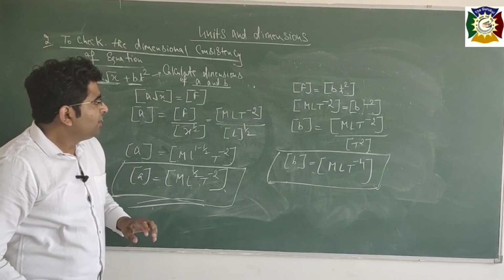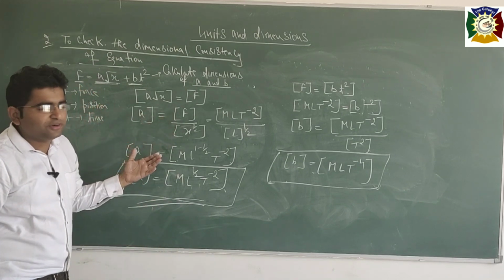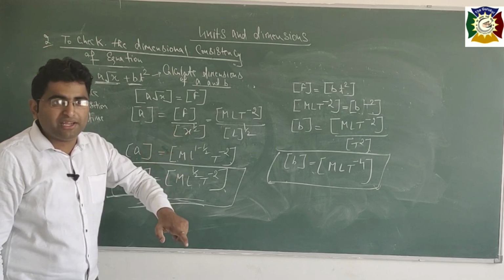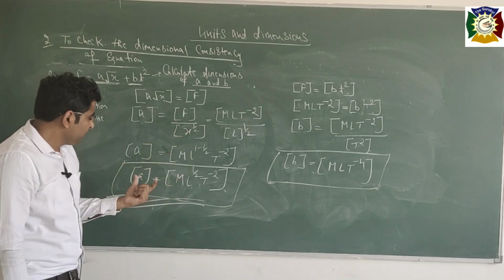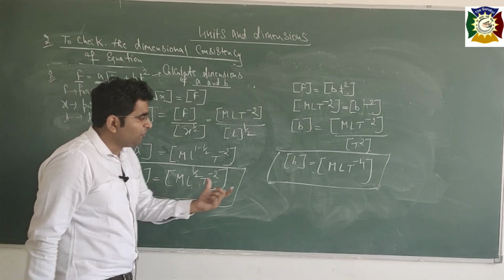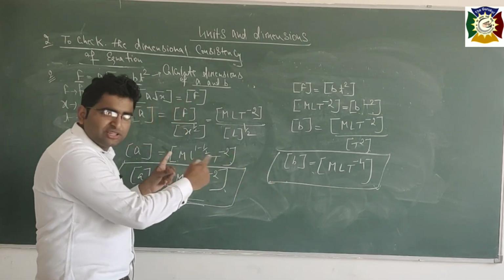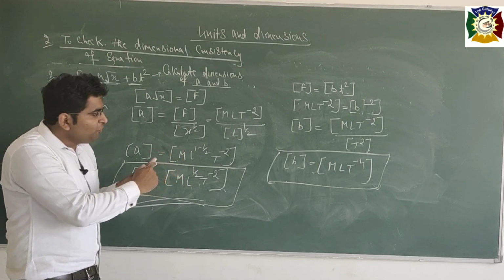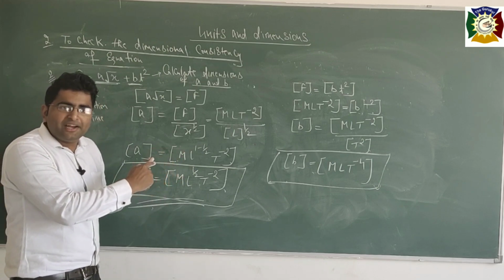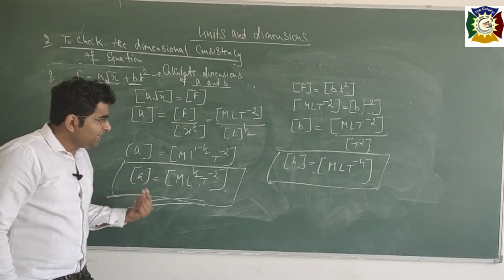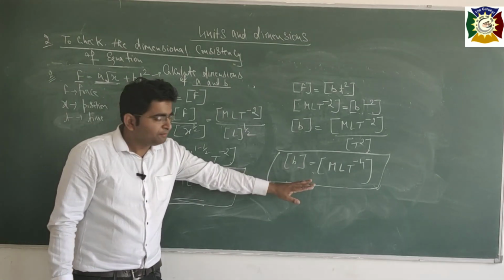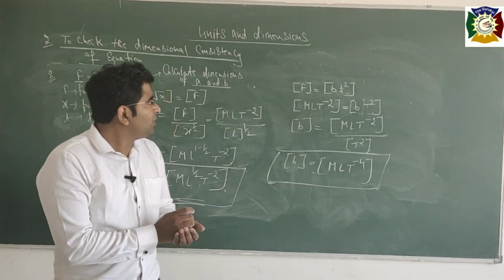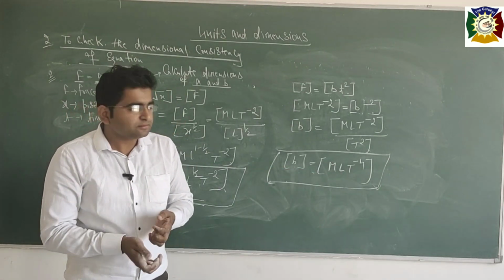Okay. If in this same example the examiner asks to calculate the dimension of a divided by b or a multiplied by b, the dimensions of a and b you have calculated, so multiply both. If you want to know the dimension of a cross b, multiply, and if you want to know the dimension of a divided by b, then divide a by b. Clear? Okay students, this is all about the second application of dimensional analysis.